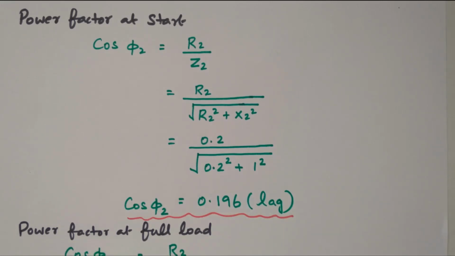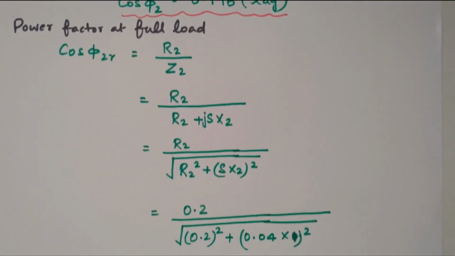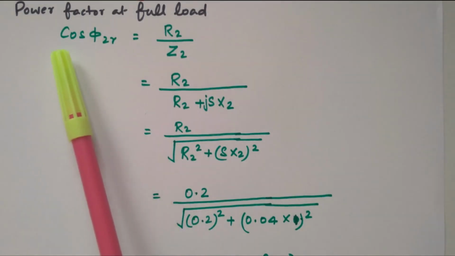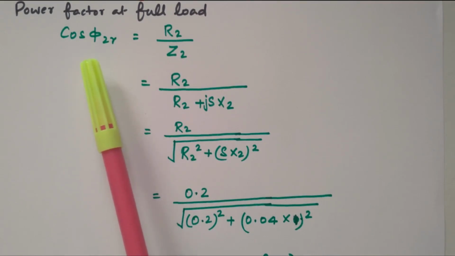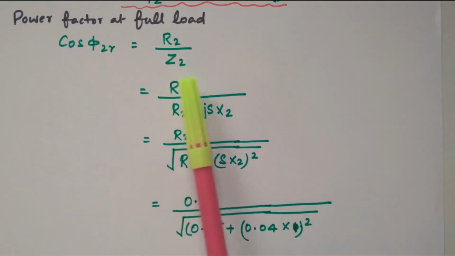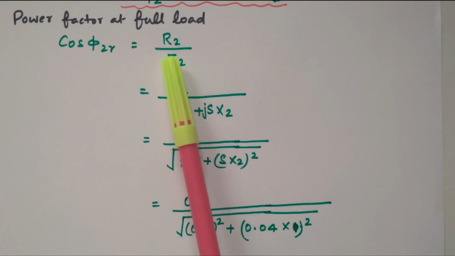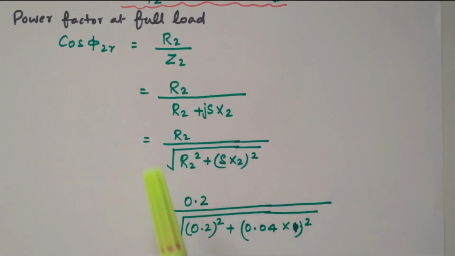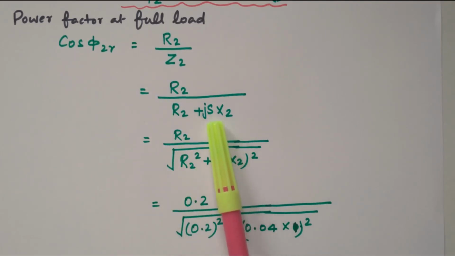Now, we will find the power factor at the full load. For full load we need to refer to the value of the slip of the induction motor. The same formula, cos phi 2R. Cos phi 2 refers to the standstill condition, cos phi 2R, R refers to the running condition, R2 divided by Z2. This R2 is constant, it will not vary with the slip of the induction motor, so it is taken as it is. But for Z2, resistance plus reactance, this reactance is based on the slip of the induction motor. When the slip changes, the reactance also changes.